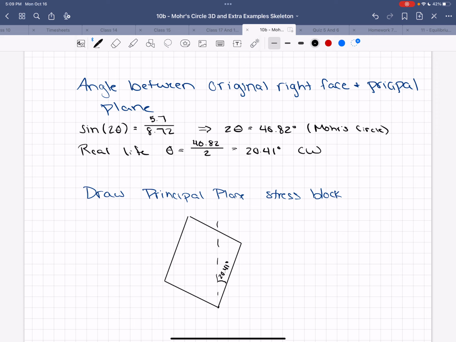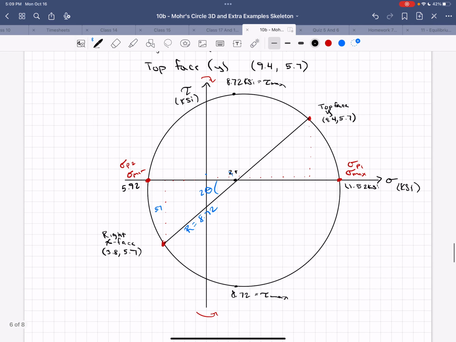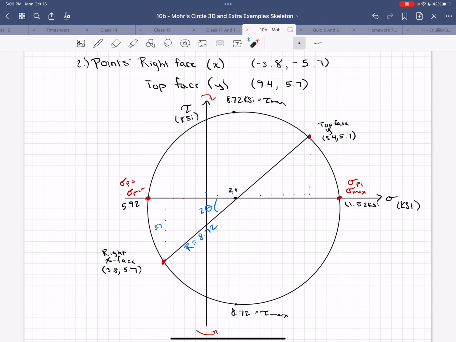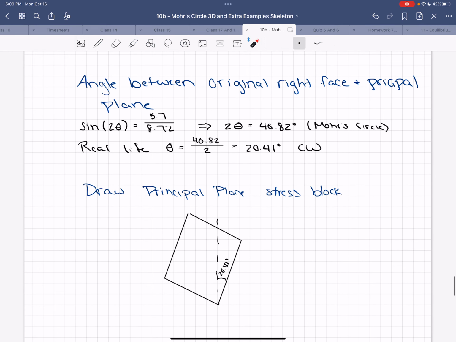It's very important. So, remember, this was my original right face. So now I need to plot this on my new right face. So that's going to be in compression, 5.92. So go back here. My original right face was here. My new right face is here. So I have compression.